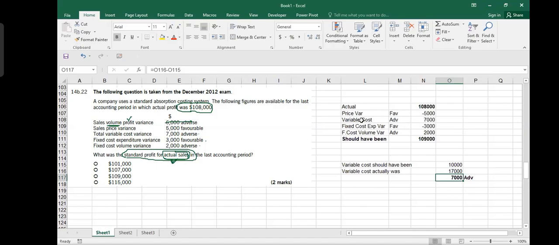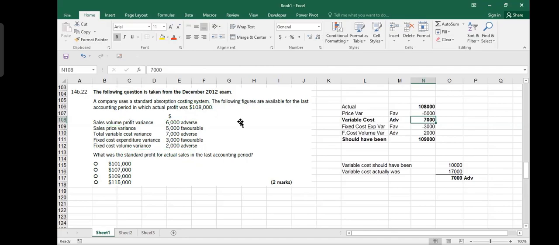So if you see here, variable cost is adverse. When it says adverse 7,000, it means that you wrote down extra cost 7,000. And therefore your profit is less. So if you want to see how much it should have been if this variance had not been there, then you add this 7,000 on top of that. You say my profit should be 108 plus 7, $115,000. So you just need to do one or two such questions and then it will become much more clear.